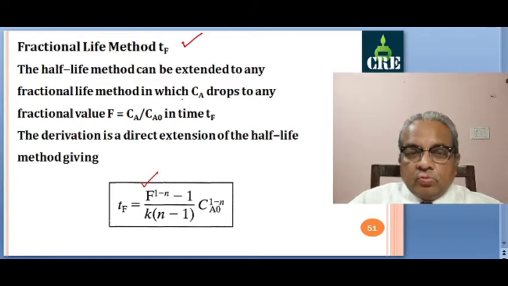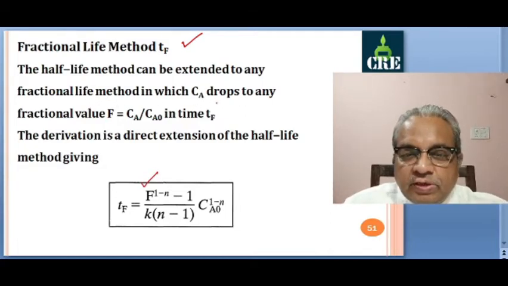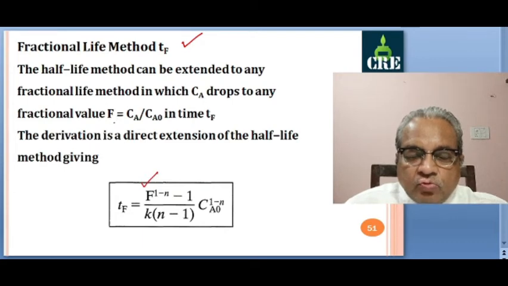So if you just change this fraction, you will get another value of fractional time, corresponding value. So half-life method can be extended to any fractional life method in which Ca drops to any fractional value, that is f, which is Ca by Ca0. For half-life, it was Ca by Ca0 is equal to 0.5 for t half. So this fraction will be changing.